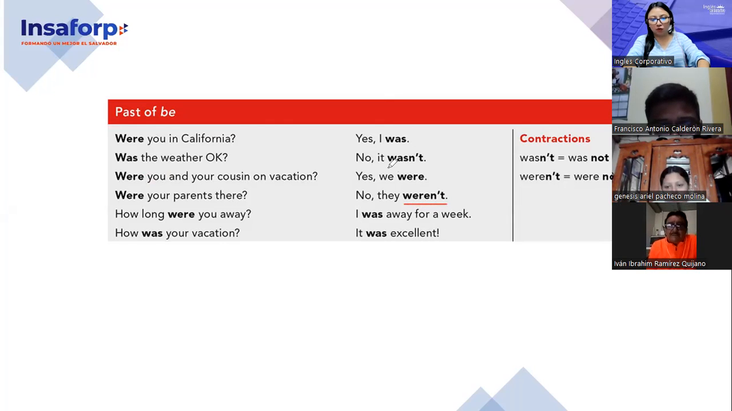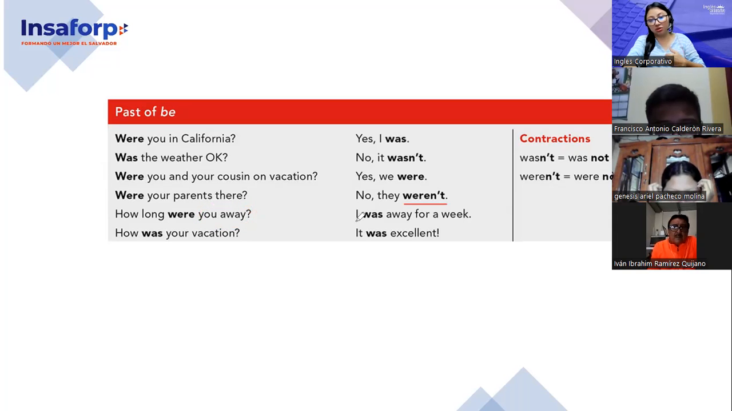So that is the short form. Because here suena más larga la pronunciación. Were your parents there? No, they weren't. Another example. Asking personal information. How long were you away?